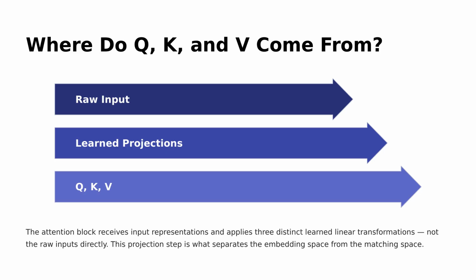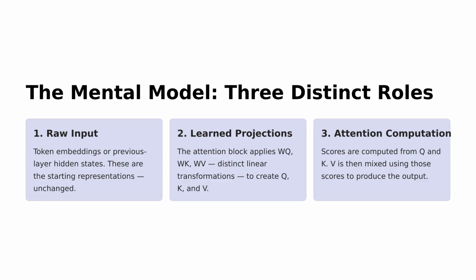Where do Q, K, and V actually come from? Not from the raw input directly. The attention block first takes the input representations and passes them through 3 separate learned linear projections. Those projected versions become the queries, keys, and values. This matters because attention doesn't operate in the original embedding space. It works in a learned matching space designed to help the model compare tokens and decide what information to pass along.